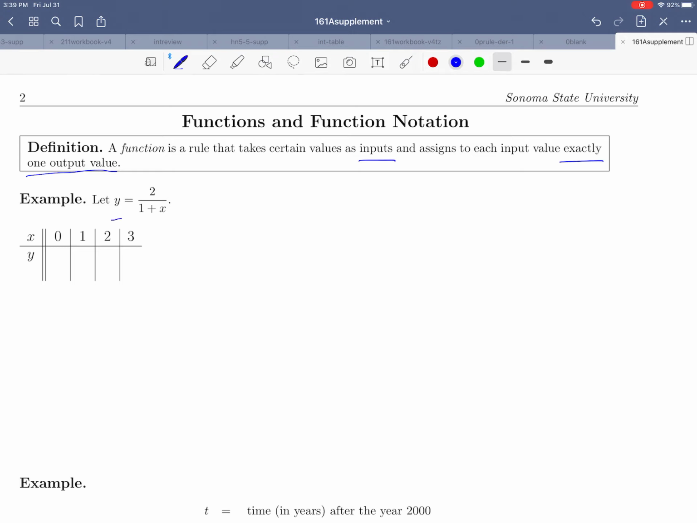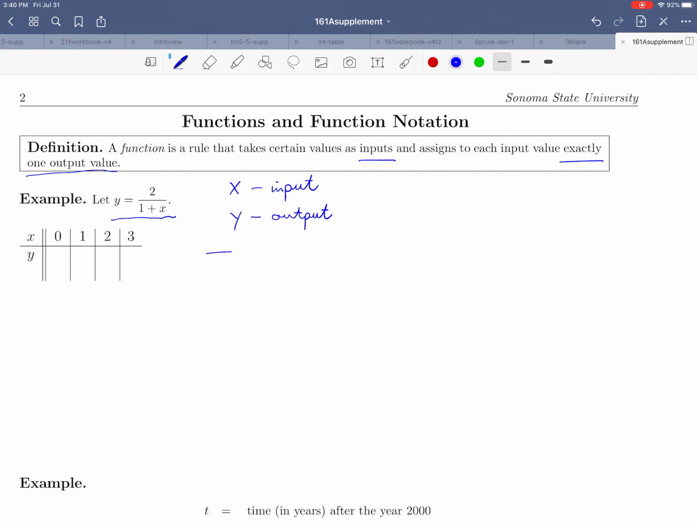So here we see that we have two variables. We have x and we have y, and x is our input variable and y is our output variable. And so the idea is that if you give me a value for x, I will tell you the associated related value of y. We can make a table of values to get an idea what this relationship might be.